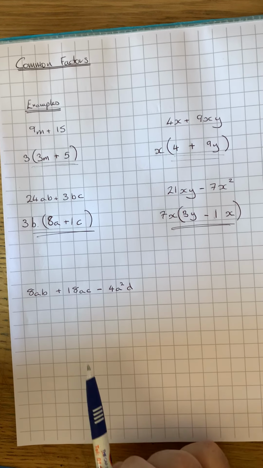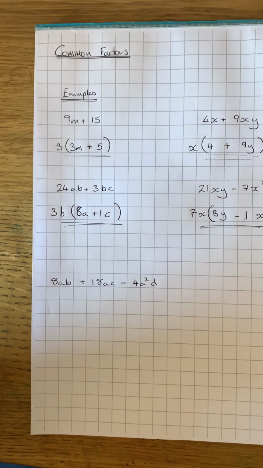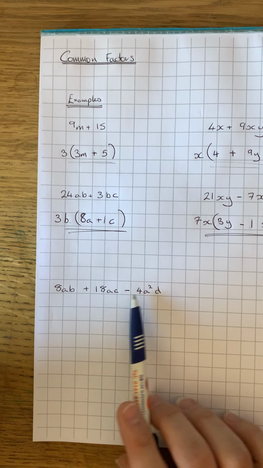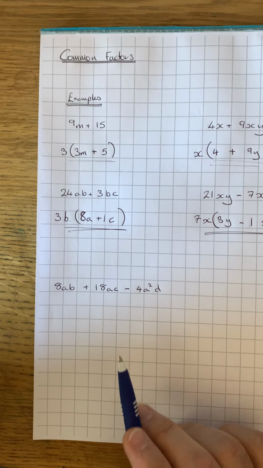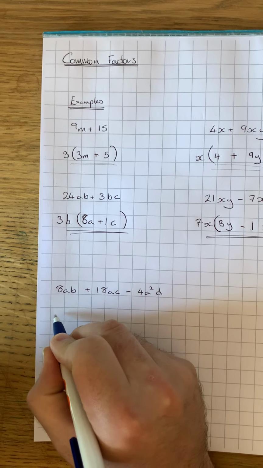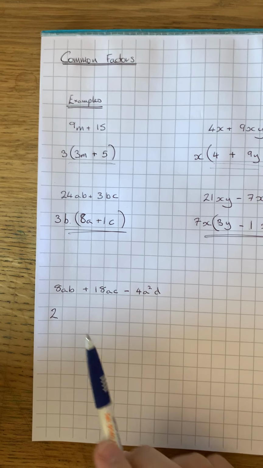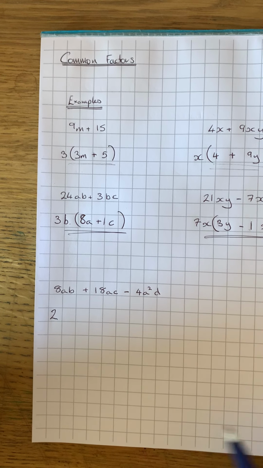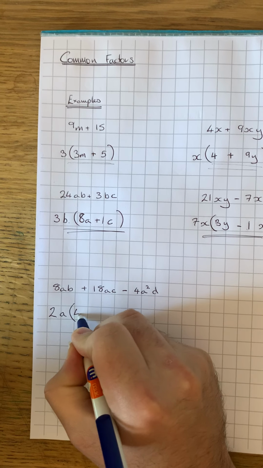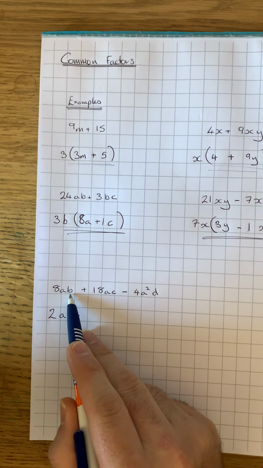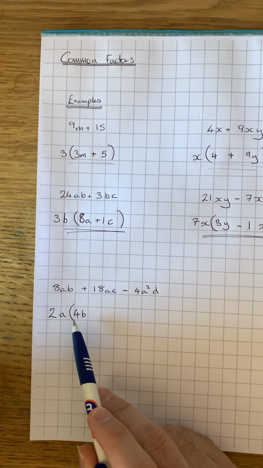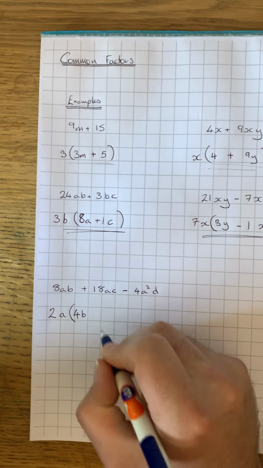Now in this one down here in the bottom, it's a wee bit larger, but the principle is still the same. We've got 3 terms. So 8, 18 and 4. Well, all of them are even numbers, so we look for even numbers that can multiply into them. And for 8, 18 and 4, the highest one is 2. And checking our letters, we do have an A in all 3, so I'm going to take an A out as well. So 8 divided by 2 gives us 4. And AB divided by A gives us B. So 2A times 4B does give us 8AB.